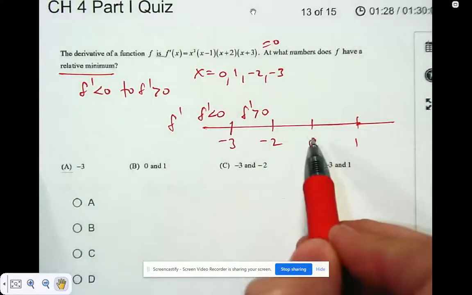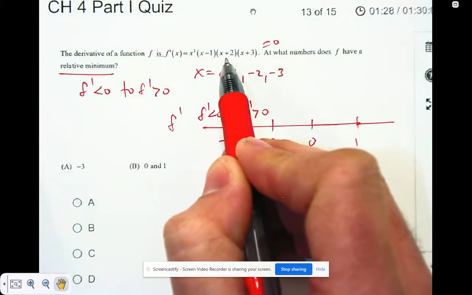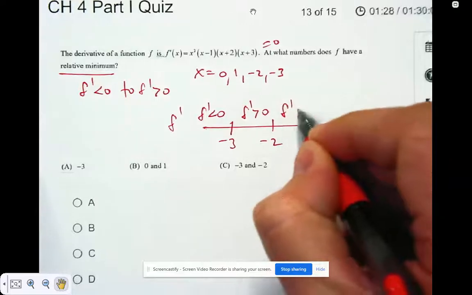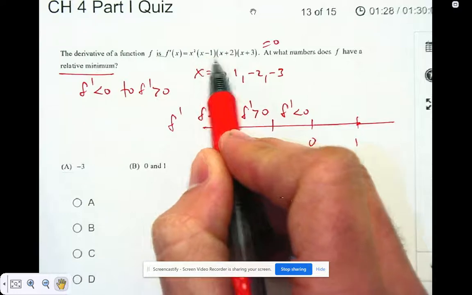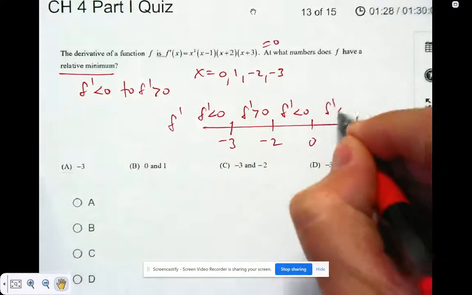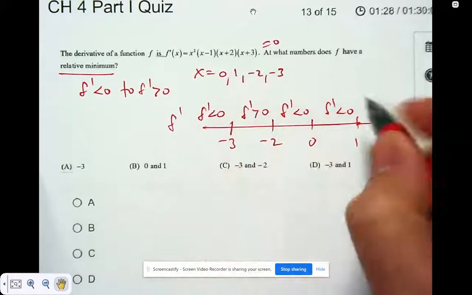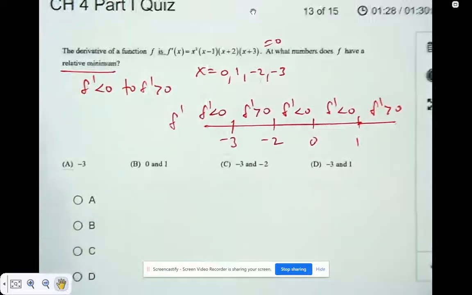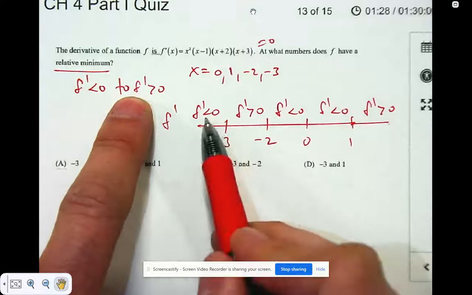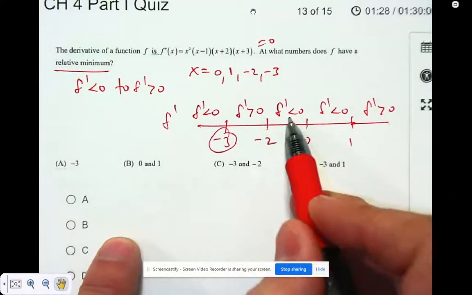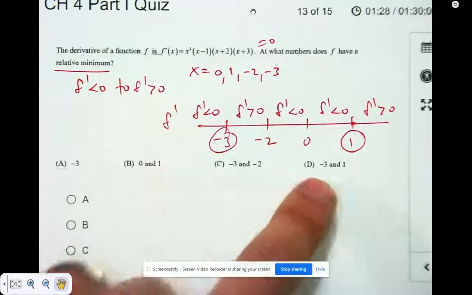Same game, plug in -1. Positive, negative, right? Positive, positive. So 1 negative is going to make the overall negative. Plugging in 0.5, positive, negative, positive, positive. So again, negative. What about 10, a number past 1? Positive, positive, positive, positive. F prime will be positive. Okay. All right. And so where does it change from negative to positive? Negative to positive, right there. Positive to negative, no. Negative to negative, no. Negative to positive, yes. So -3 and 1.